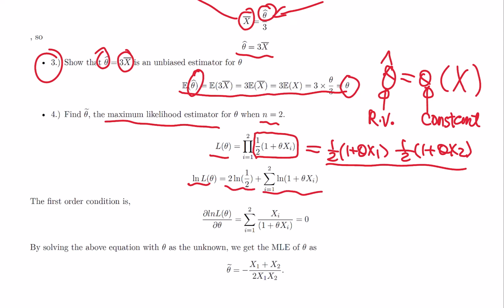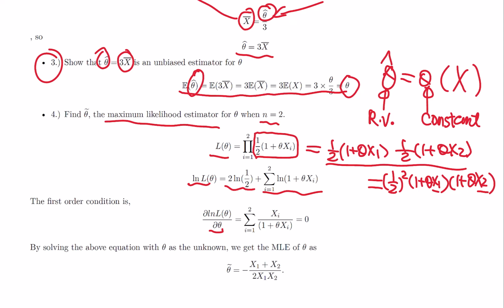This one equals (1/2) squared times (1 plus theta x1) and (1 plus theta x2). That's how you take the log. And then for the first order condition, we take the derivative of the log likelihood function with respect to theta right here. Remember as I said before, here theta is the parameter; x1, x2 are constants, you just treat them as known. Theta is unknown, a variable.